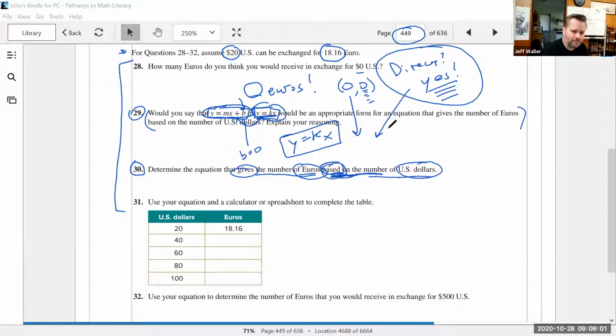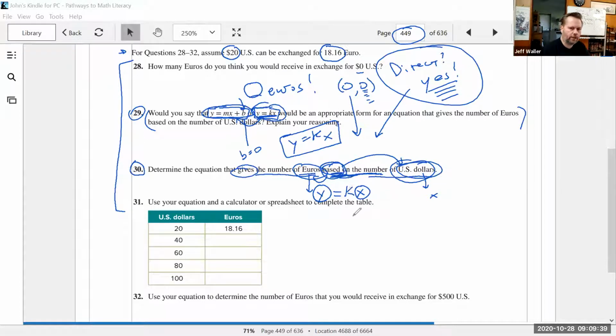So what does "based on dollars" mean? It means if I do something to the number of dollars, I will get the number of euros. Yeah, so you divide. Wait, don't go too far. Which one's Y, which one's X? Is the euros Y or X? Is the dollars Y or X? Euros is Y. I love it. Because then that would equal something times dollars. So I will get euros when I input dollars.